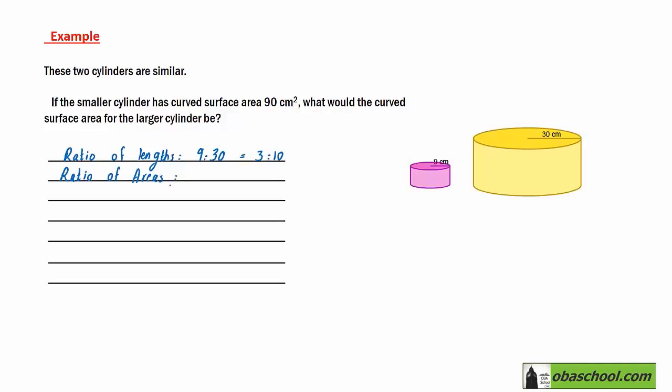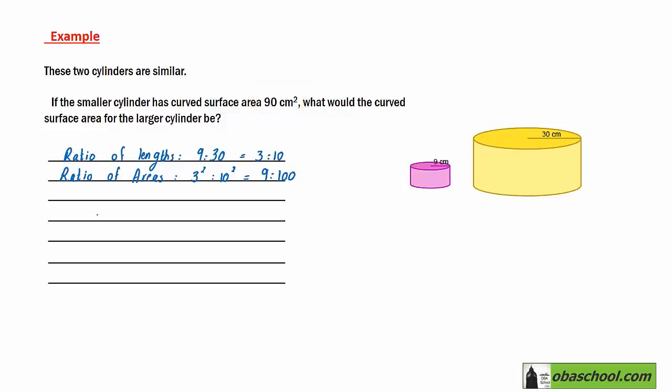To find the ratio of the areas, you need two things in mind. The first thing is that you're going to have to square the original ratio of length. So that would be 3 squared to 10 squared. And that is a 9 to 100 ratio.